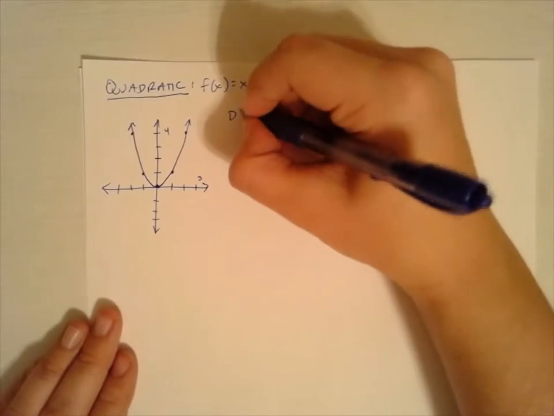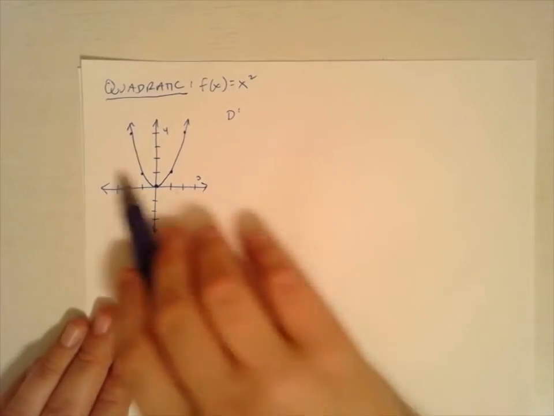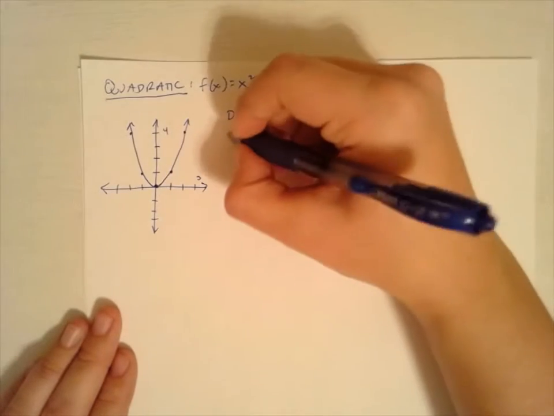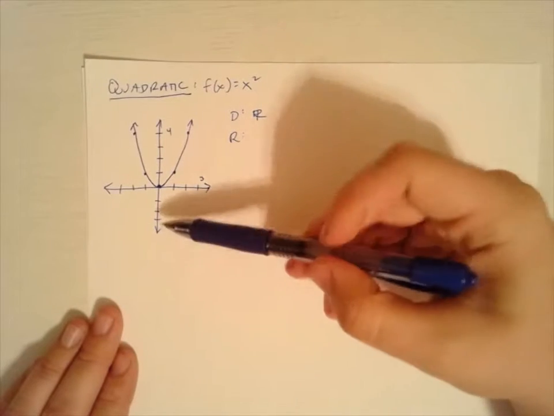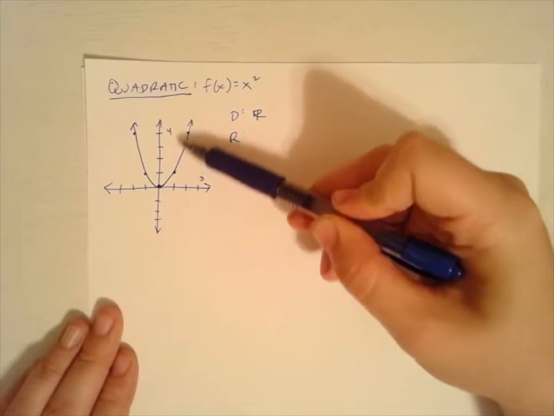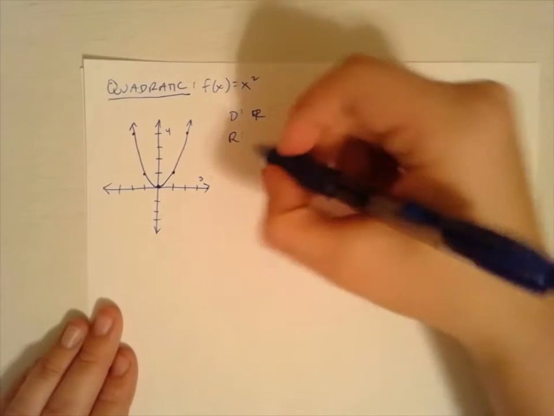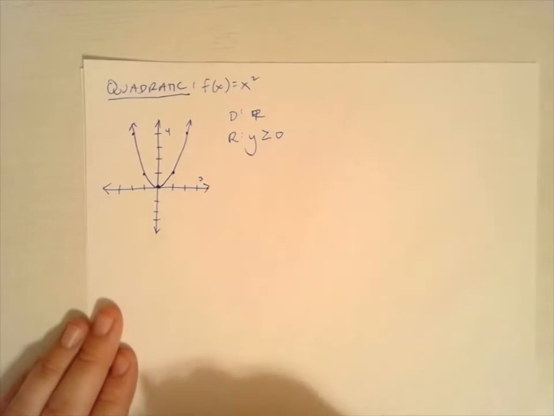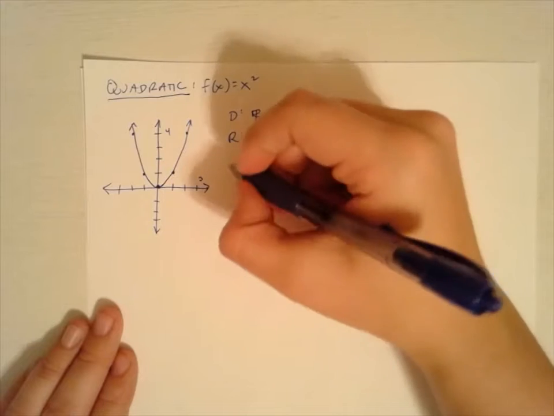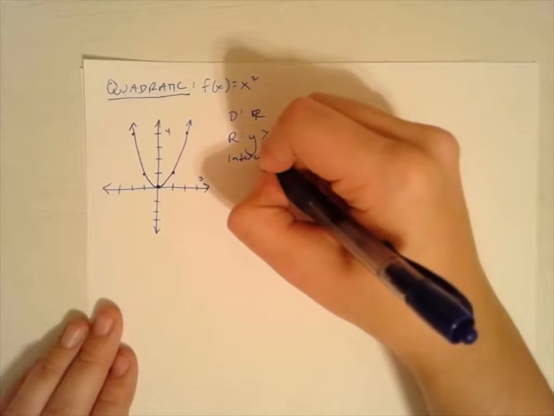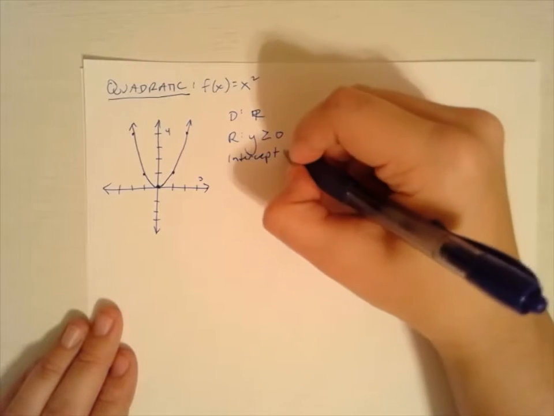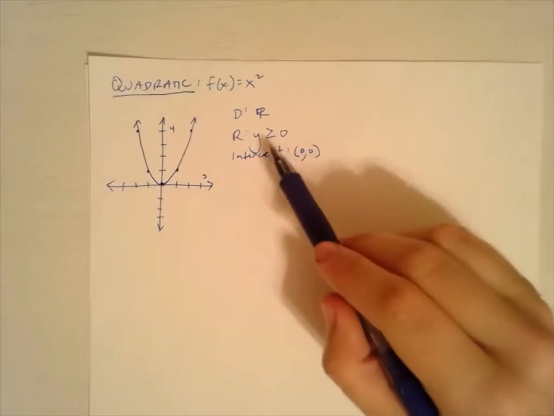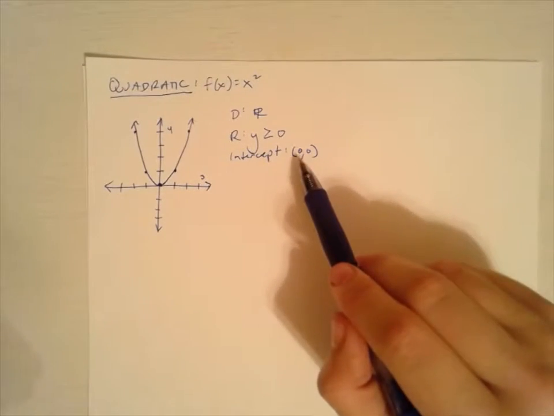The domain of this function, as you can see, it has arrows on either end, so it's going to be all real numbers. The range, however, clearly has a beginning, right? If we look from bottom to top, it looks like it begins here at 0. So we would say y is greater than or equal to 0, because we have an intercept at 0, 0. Let's make sure we label that as well. An intercept at 0, 0. And that's why we can say greater than or equal to, because we include that point.